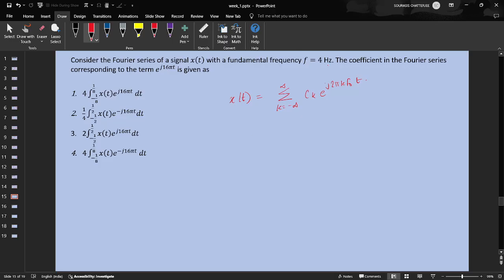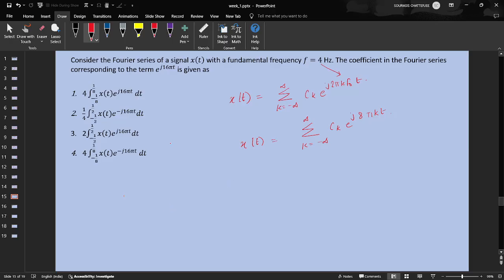So what you do is just replace f naught with 4 and see what you obtain. So xt is basically given as the sum over k is equal to minus infinity to infinity of ck e to the power j, f naught replaced by 4, so it basically becomes 8 pi k t, right?